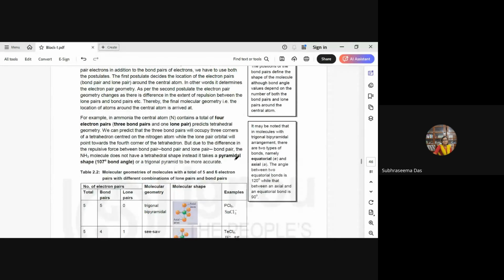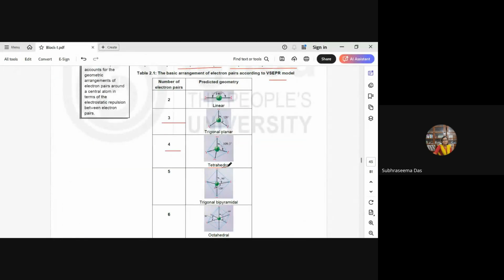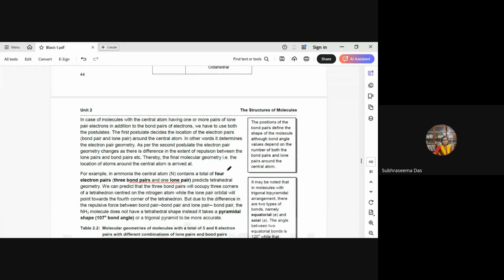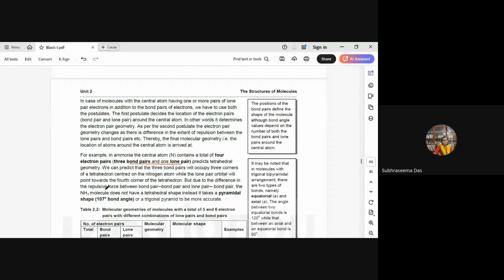central atom. Let's consider a common example, that is ammonia. In ammonia, the central atom N contains a total of 4 electron pairs, that is, 3 bond pairs and 1 lone pair. As the total electron pairs are 4, as per this theory it should have a tetrahedral structure. The 3 bond pairs occupy 3 corners of a tetrahedron, while the lone pair points towards the 4th corner of a tetrahedron.